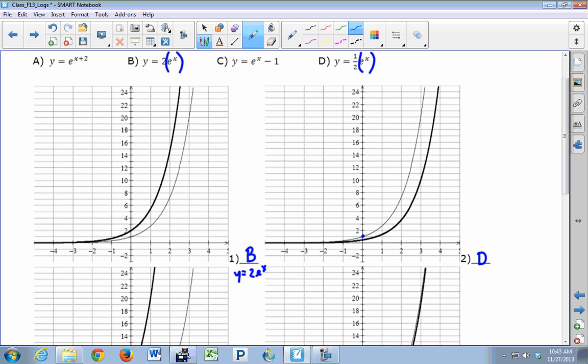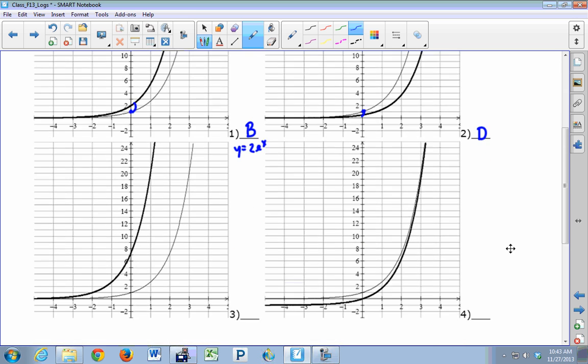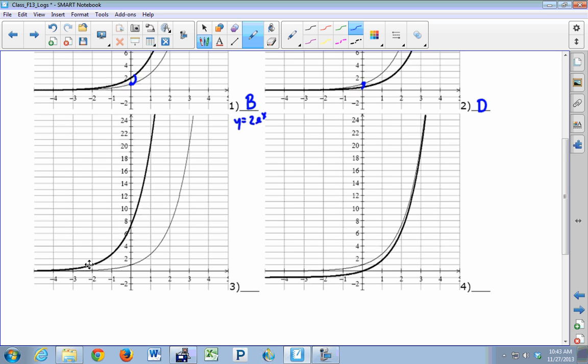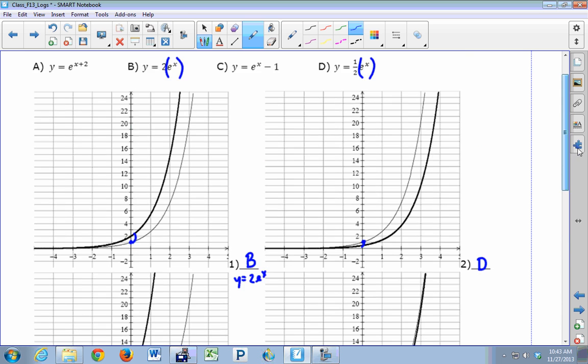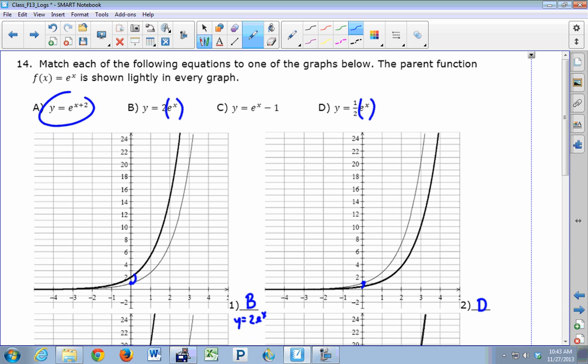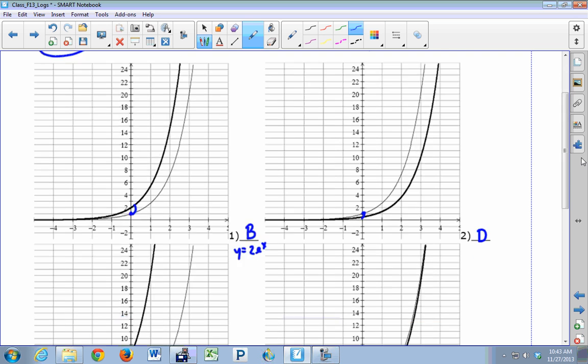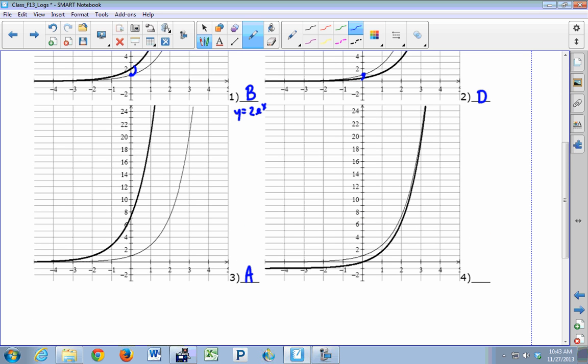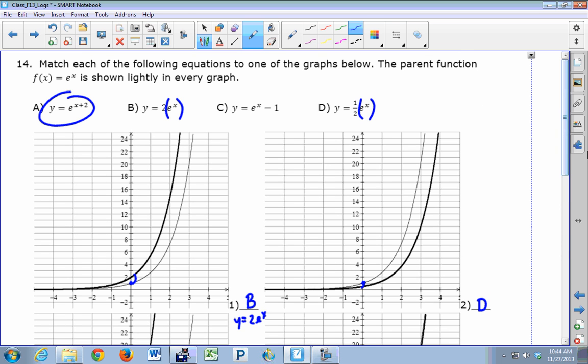And again, you look at your key point here, (0, 1). Here it went up to (0, 2), and here it's gone down to (0, 1/2). And then we can see that this black function here has been shifted over from our original parent function, e^x. How many spots? Again, go from (0, 1) over 2 to the left. So that means we're looking at this function right here, A. Okay, x plus 2 means you've shifted to the left 2. And then by process of elimination, the only one you have left is your vertical shift down, C.